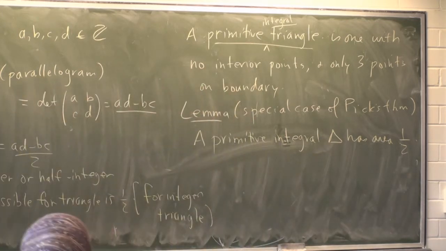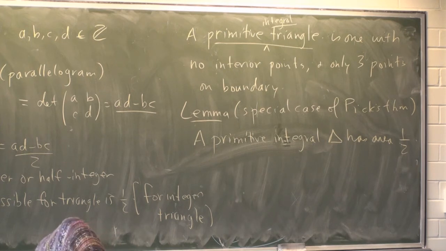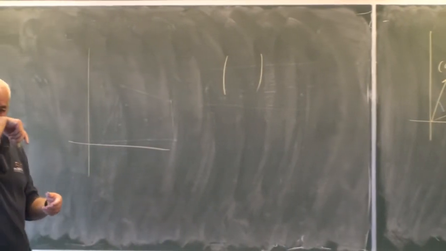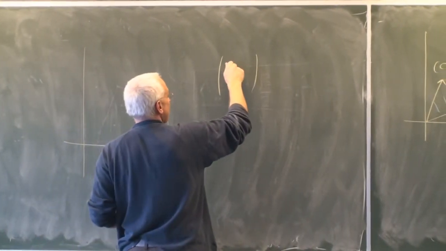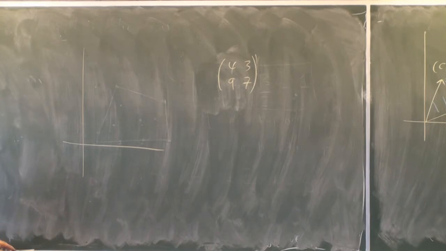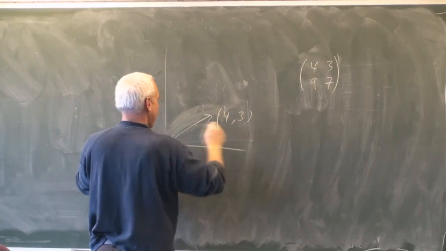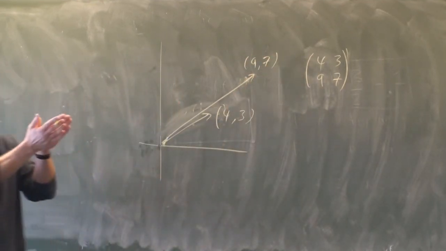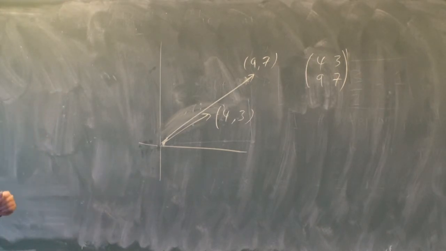So the argument is a little bit complicated, but the idea of it is pretty simple. By the way, how do you get such a primitive triangle? You get it by picking a matrix whose determinant is 1, the minimal possible for an integer matrix. For example, you could choose a 4 times 7 and 3 times 9. So that means if I take the vector 4, 3, something like this, 9, 7, the point is they're roughly in the same direction. They might be rather long vectors, but they're long and skinny.